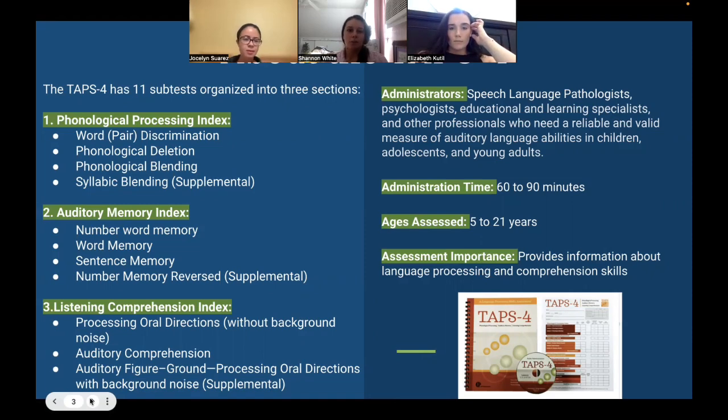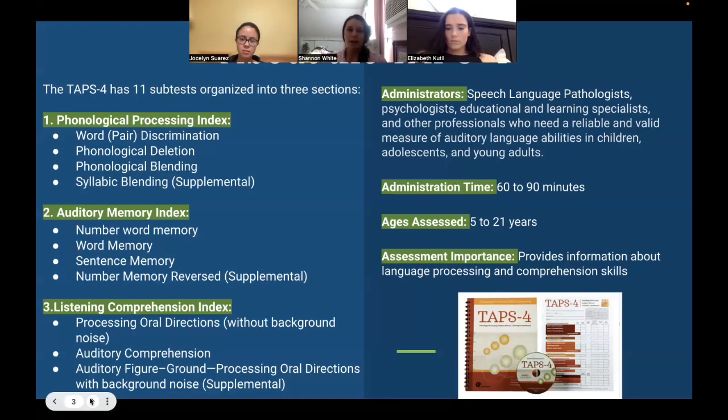For the phonological processing, there's word pair discrimination, phonological deletion, phonological blending, and syllabic blending, which is a supplemental test. Within the auditory memory, there is number word memory, sentence memory, number memory reverse, which is supplemental. And then finally, within the listening comprehension, there is processing oral directions, which is without background noise, auditory comprehension, and auditory figure ground processing oral directions with background noise, which is also a supplemental test.